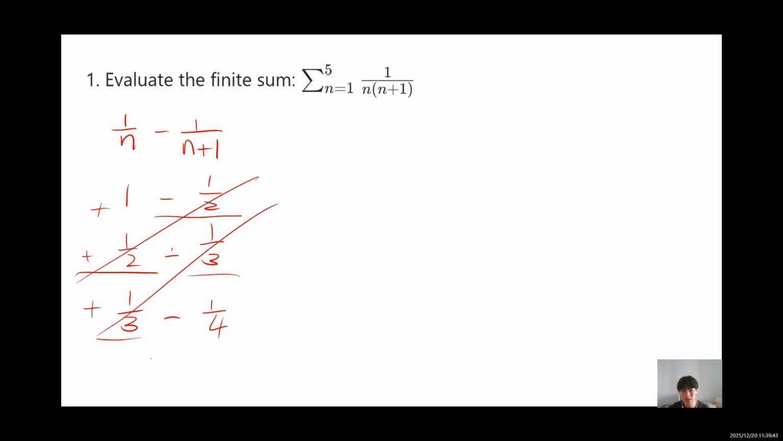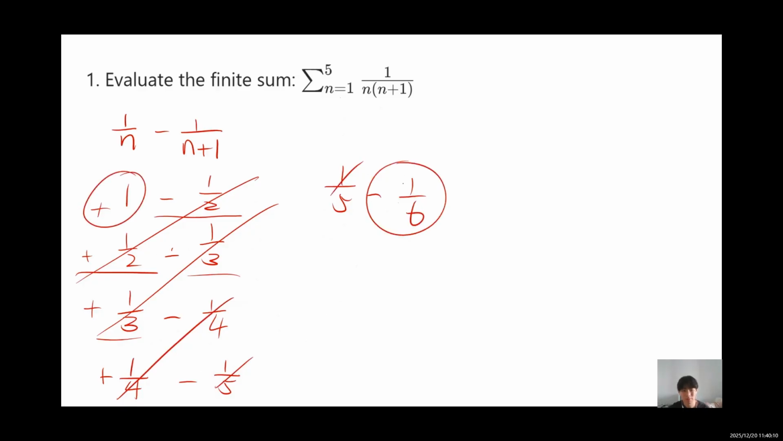And if we continue writing, it's plus, minus 1 over 5. What's the last term? The last term, plugging in 5, is 1 over 5 minus 1 over 6. Cancel. At last, we just have 1 minus 1 over 6. So the answer is just 5 over 6. It is much easier, right? Much easier than just plugging in 1, 2, 3, 4, 5 and adding them all.